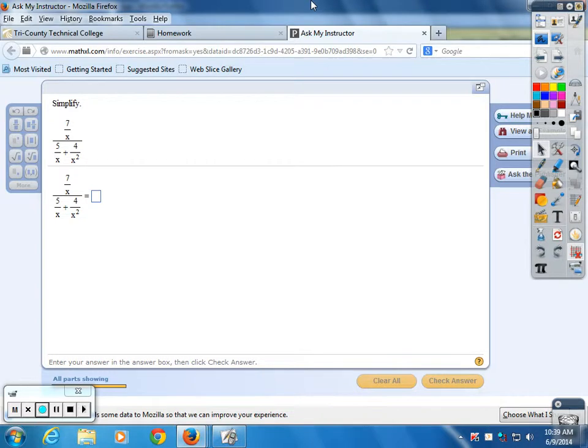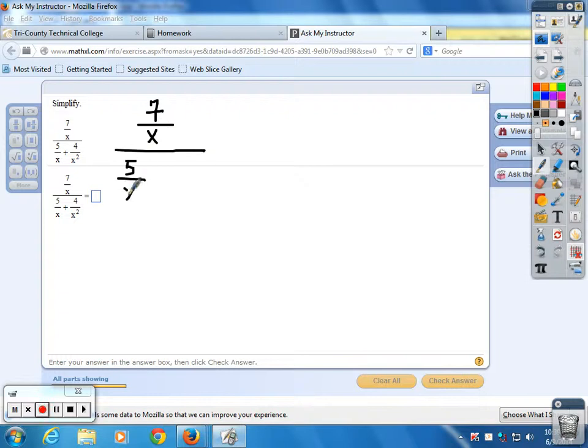Alrighty, so I'm going to take my red marker. Well, let's redraw it. Because 7 over x over 5 over x plus 4 over x squared. And I'm going to multiply by x squared over 1, x squared over 1.